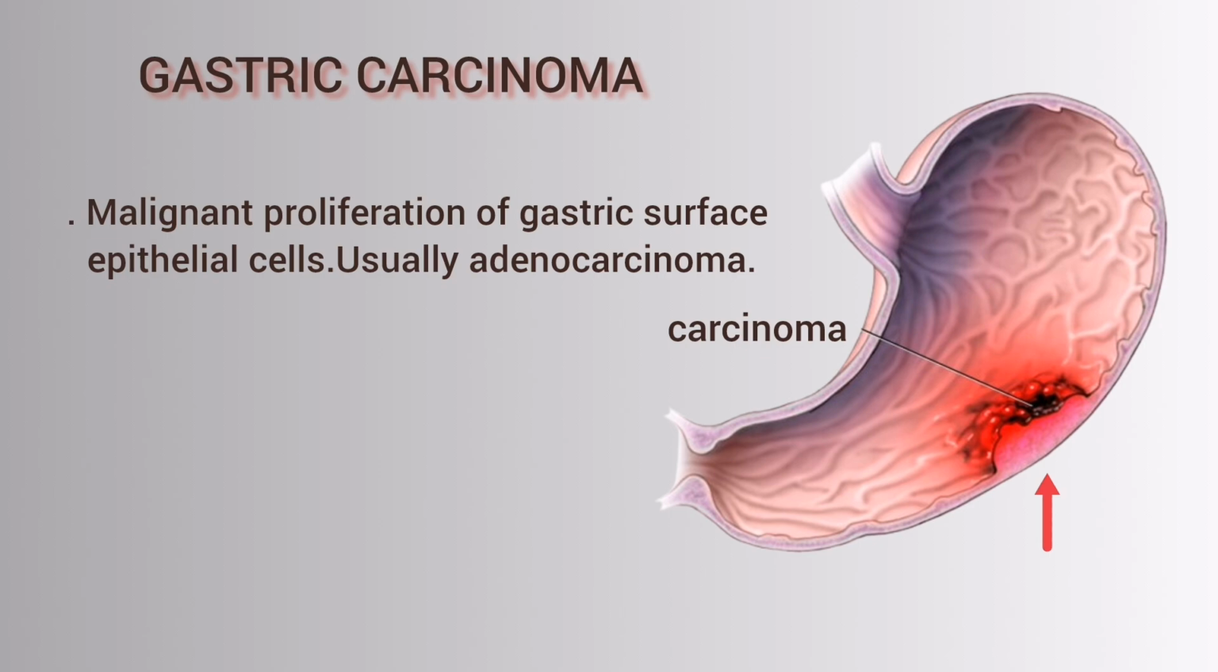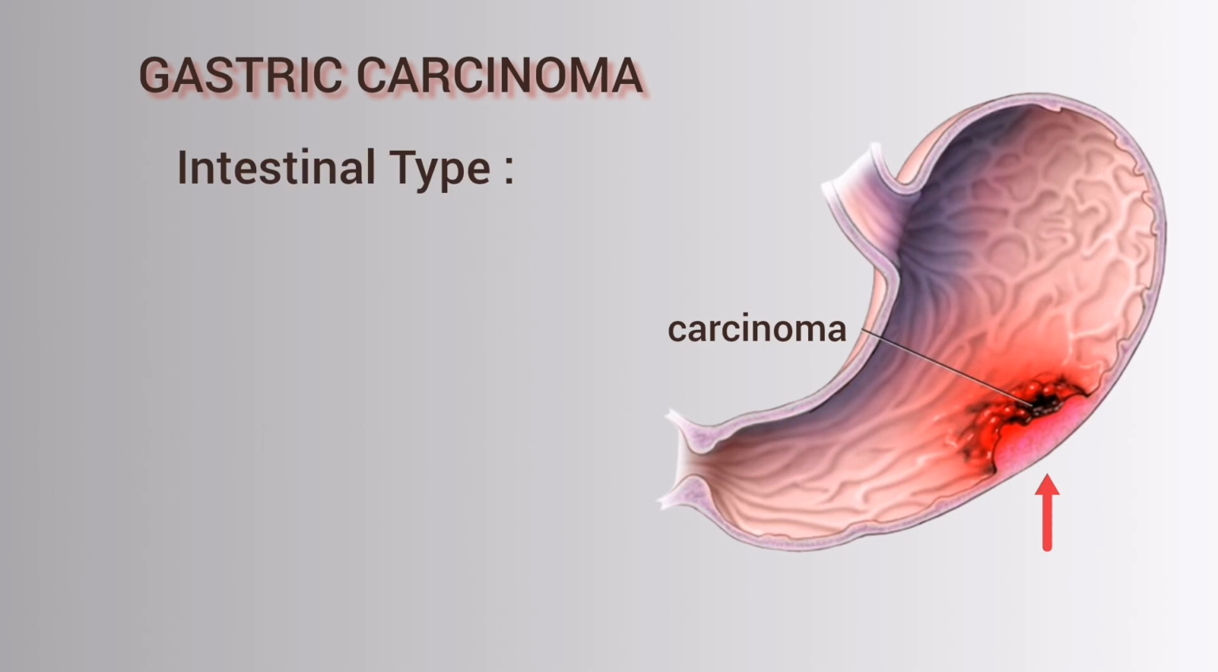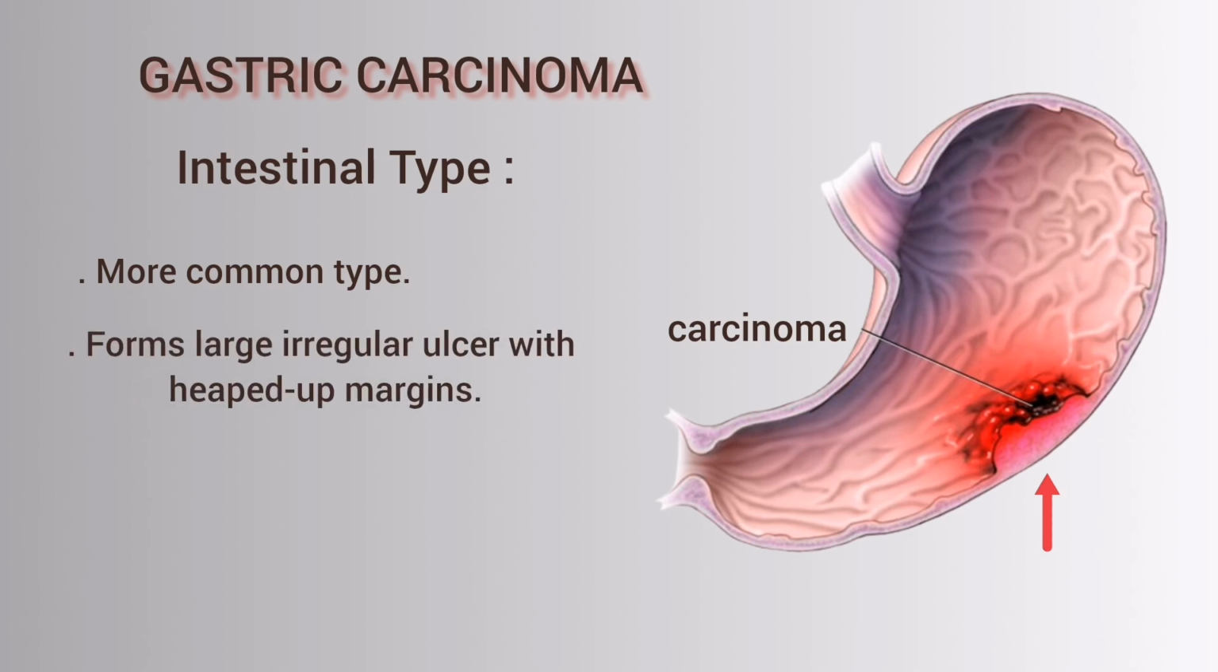And there are two main types of the gastric carcinoma. The first one is the intestinal type, and the second one is the diffuse type. The first one, the intestinal type gastric carcinoma, having the general feature that it is the more common type, forms large, irregular ulcer with heaped up margins.